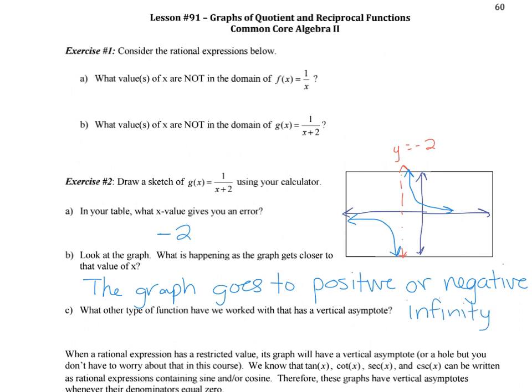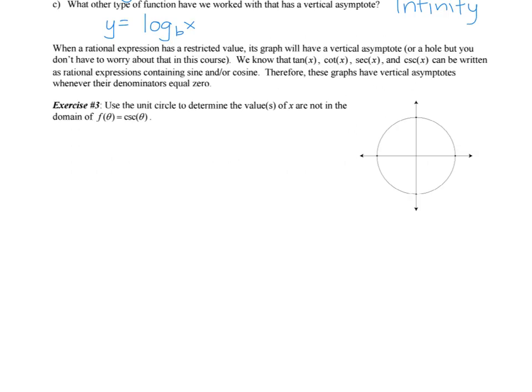And lastly, what other type of function have we worked with that has a vertical asymptote? That's any log graph, so I'm just going to write y equals log base b of x. So the reason we've been going over this seemingly unrelated topic, it says when a rational expression has a restricted value, its graph will have a vertical asymptote or a hole, but you don't have to worry about that in this course, so that's something else that can happen we're not talking about right now.